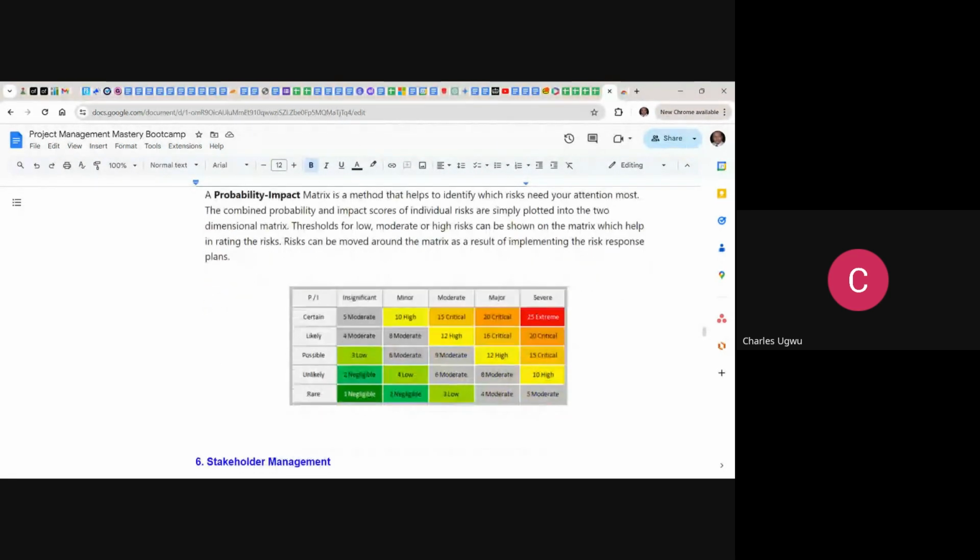So looking at this matrix here, you see under the PI, we capture it as certain, likely, possible, unlikely, then rare. Let me see how many of us are really following. In this event we are planning, looking at the months of the year, what is the PI of raining? Can somebody just say, let's see if it's most likely.